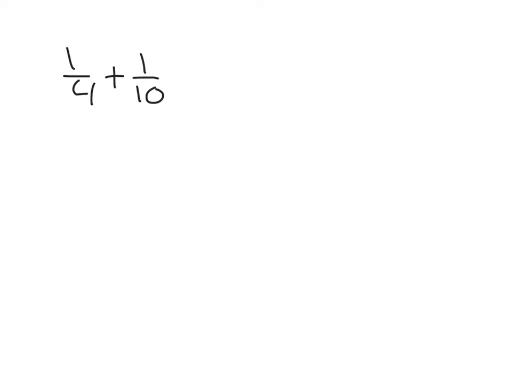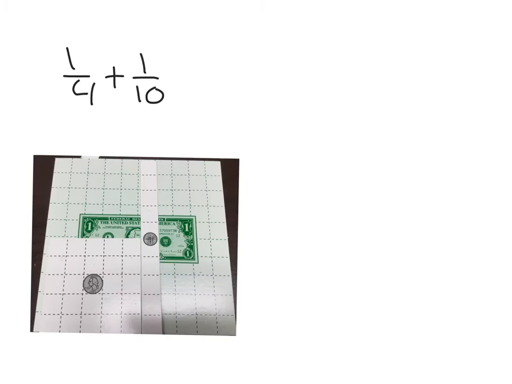So now we're going to look at an example of 1/4 plus 1/10. And so we are thinking about 1/4 as being a quarter. We're thinking about 1/10 being a dime. So we're really trying to add 1 quarter and 1 dime together. And so I'm going to show you a picture of that, and then we're going to look at the fraction and decimals that represent 1/4 plus 1/10.